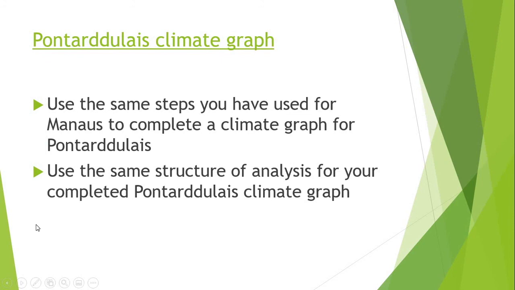Okay, so you've got your graph for Manaus and you've got your analysis. Now you need to do Ponta Delgada, which is your second box of data. It's very important to use the exact same steps you've used for Manaus to complete a climate graph for Ponta Delgada. This means you need the same axes. So even though the values might be lower, please make sure that the left one will go up to 20 and the right one will go up to 32.